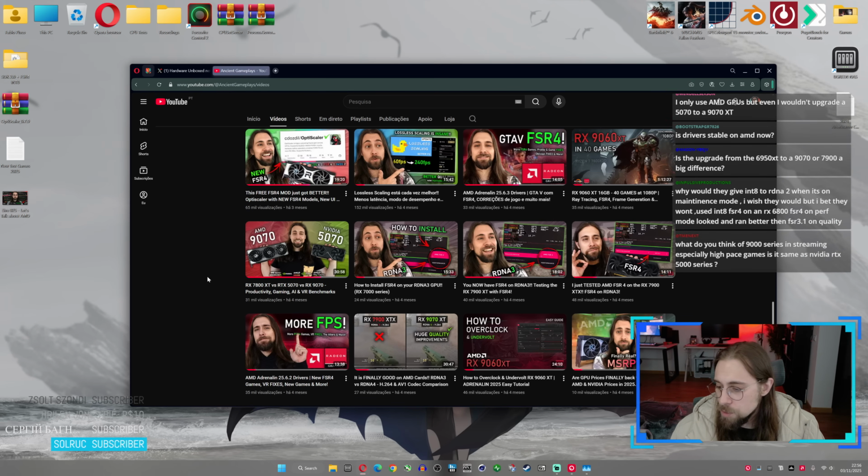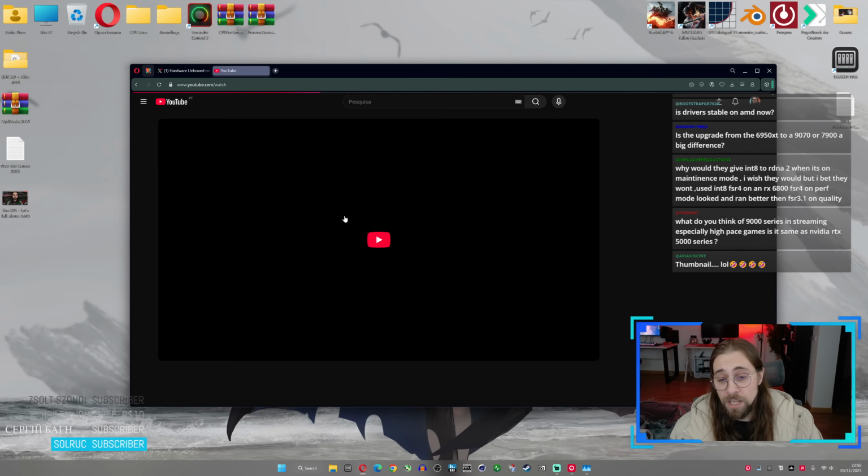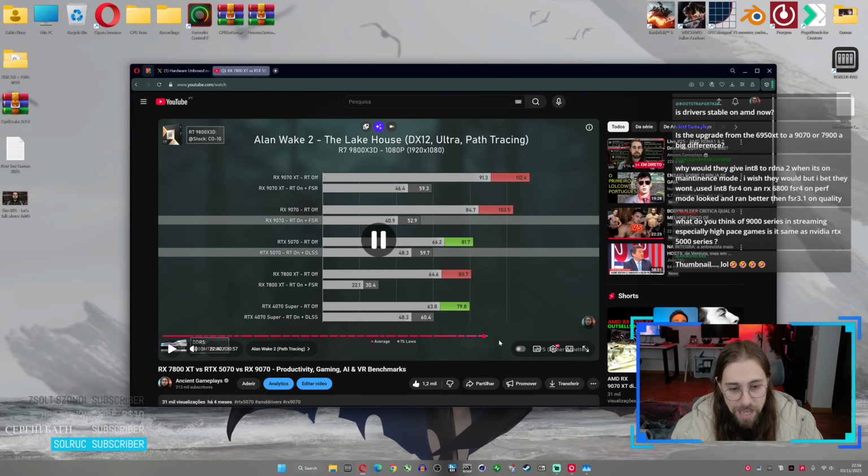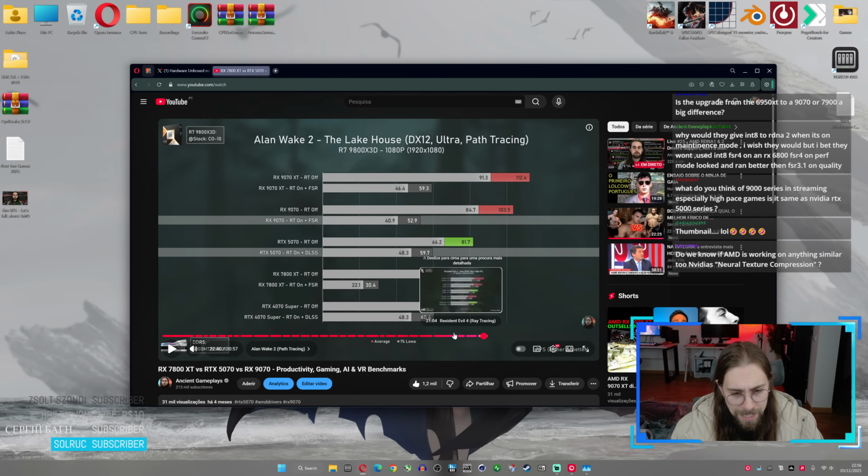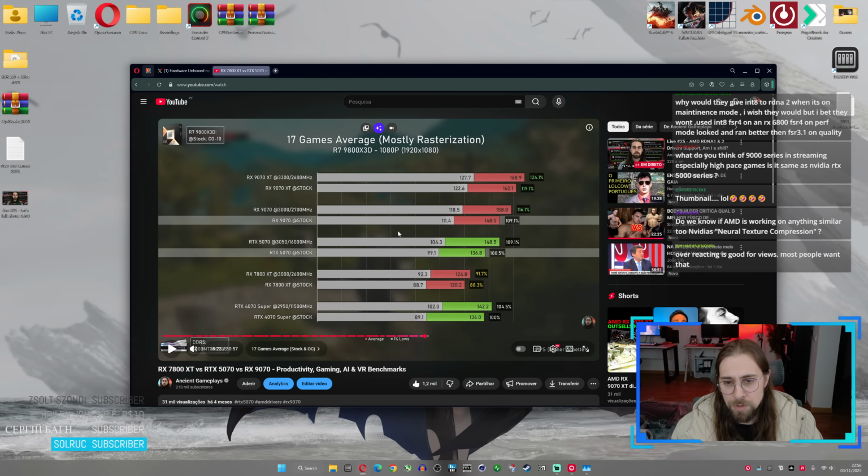I only use AMD GPUs, but even I wouldn't upgrade the 5070 to a 9070 XT. Yeah, it's more of a side grade than an upgrade. By the way, if you want to look at the overall results, you have them here, I guess. So these are for a mix of rasterization and ray tracing. So yeah, it's a small difference.